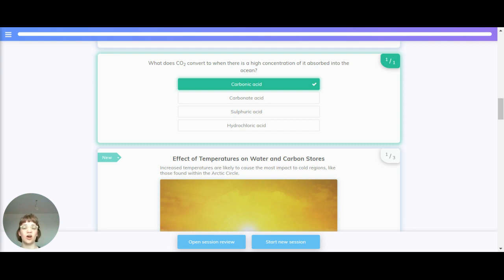Is it carbonic acid, carbonate acid, sulfuric acid, or hydrochloric acid? The correct answer is carbonic acid.